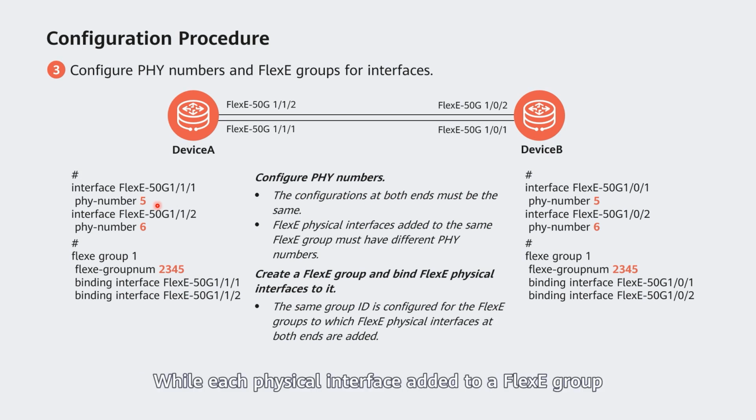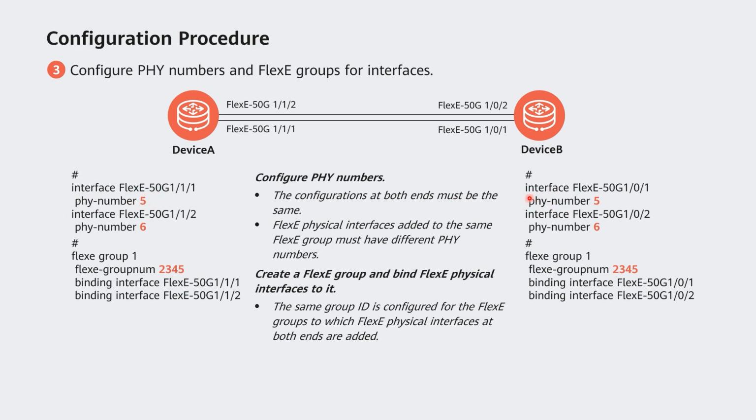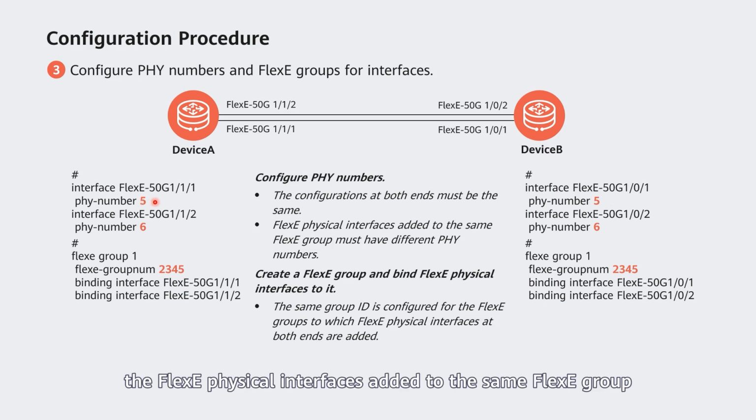While each physical interface added to a FlexE group must be configured with a PHY number, the PHY numbers of the interconnected interfaces at both ends must be the same. In addition, the FlexE physical interfaces added to the same FlexE group must have different PHY numbers.